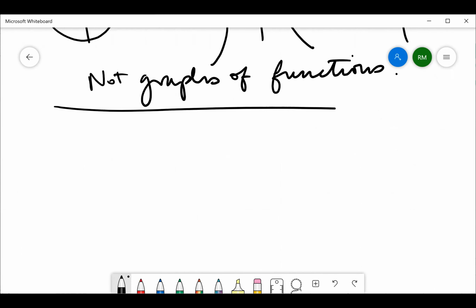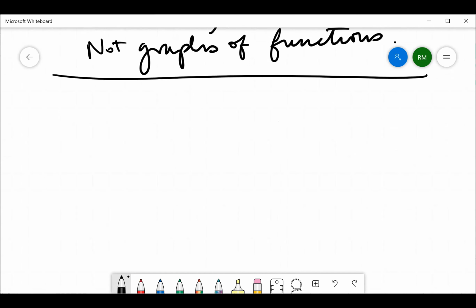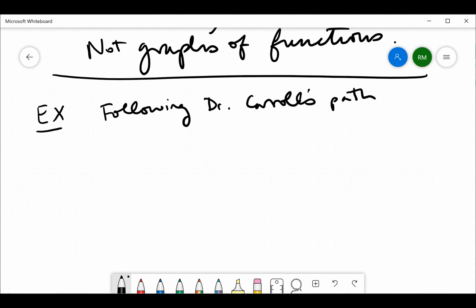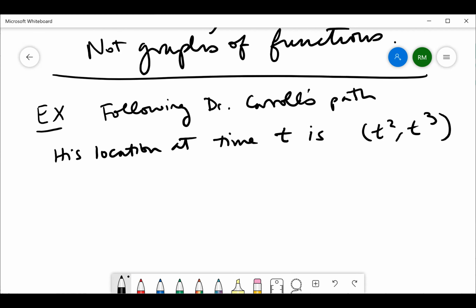Okay, so let's look at a new situation. So let's suppose we are following the path of Dr. Carroll. And we know that his location at time t is t squared, t cubed. Let's see where he is at certain points in time.